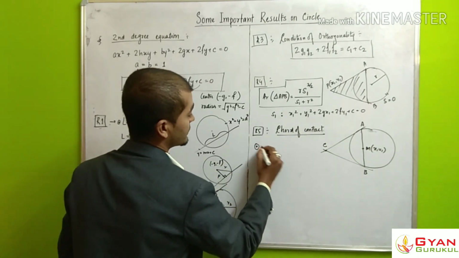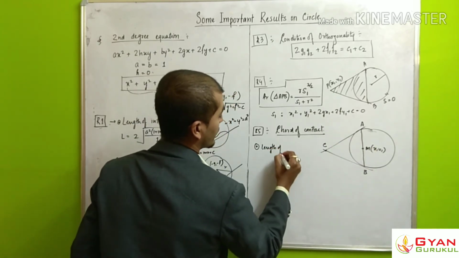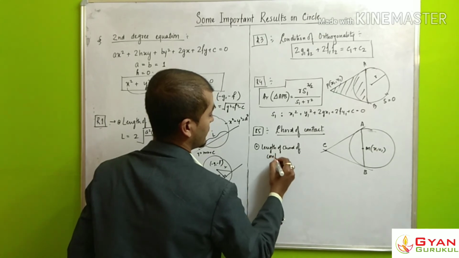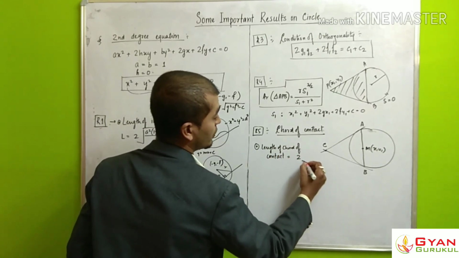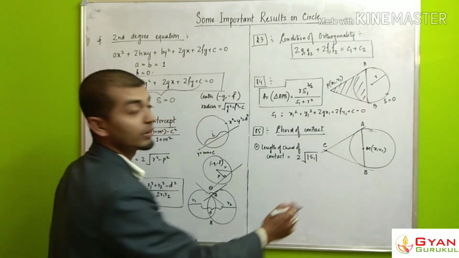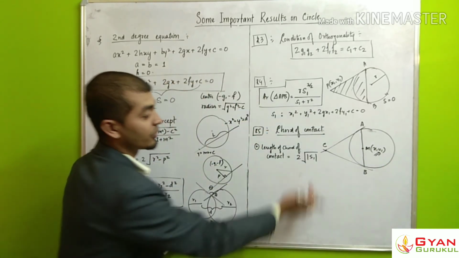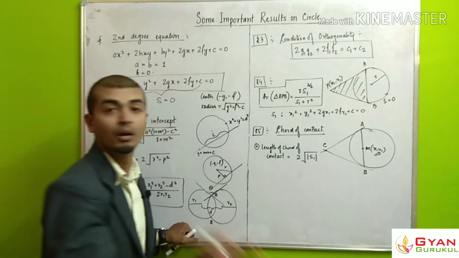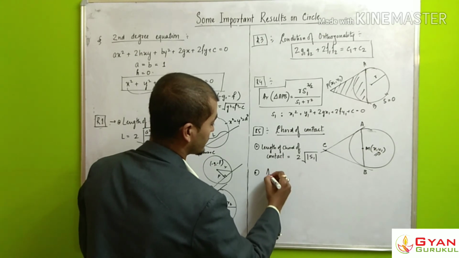The first thing that comes is, what is the length of this chord of contact? The length of the chord of contact will be equal to 2 root over modulus of S1. Why am I putting modulus? Because this point is interior to the circle, so S1 will come out negative. To make it positive, I am putting the modulus symbol. Clear?